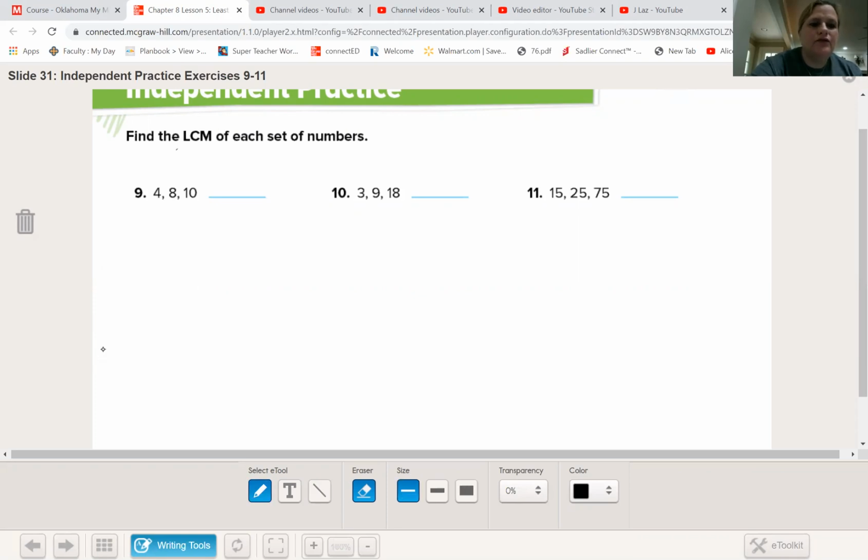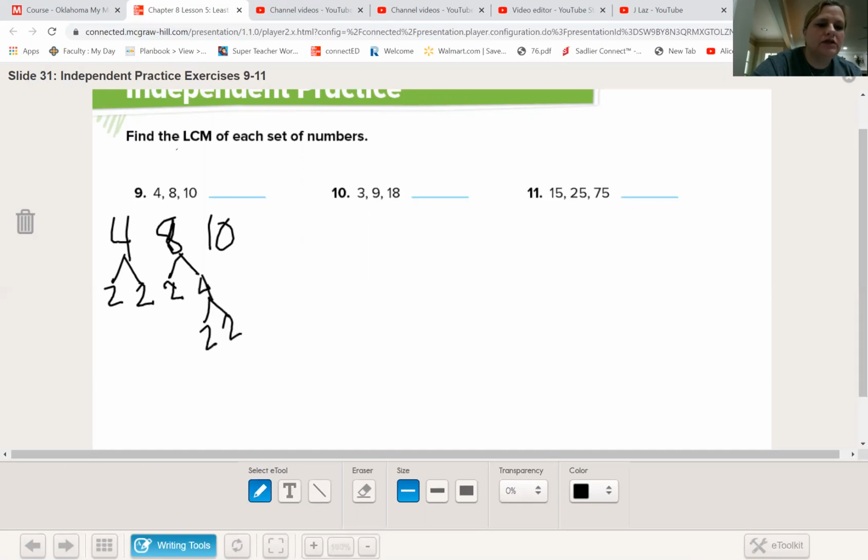Okay, so we have 4, 8, 10. So 4 is 2 and 2. 8 is 2 times 4, 2 and 2. So it's 2 and 2, 2, 2, 2, 2 and 5. Okay, so now let's write all these out. 2, 2, 2, 2, 2, 2.